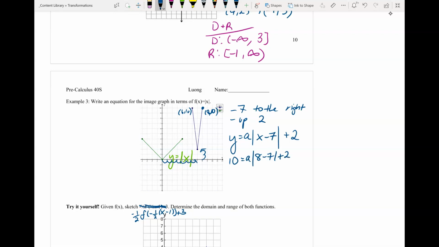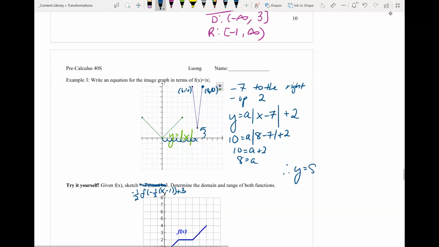The absolute value of 8 minus 7 is just 1. And then I'll subtract 2 on both sides. So a is 8. Which means that we have our absolute value as y equals 8 times the absolute value of x minus 7, plus 2. This is one possible solution.